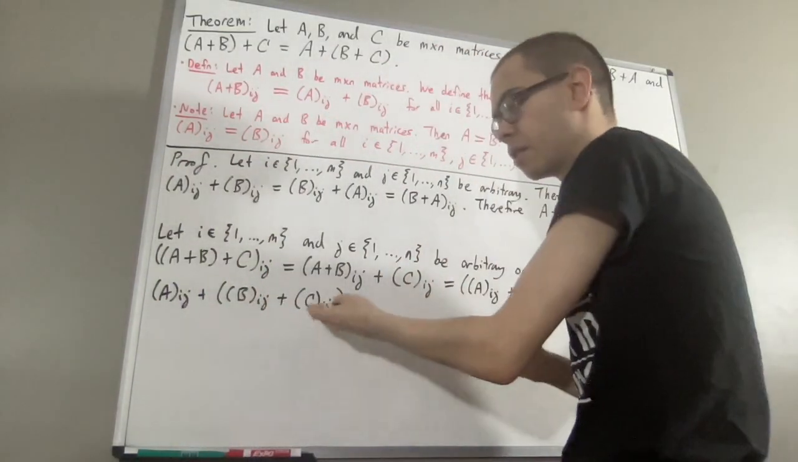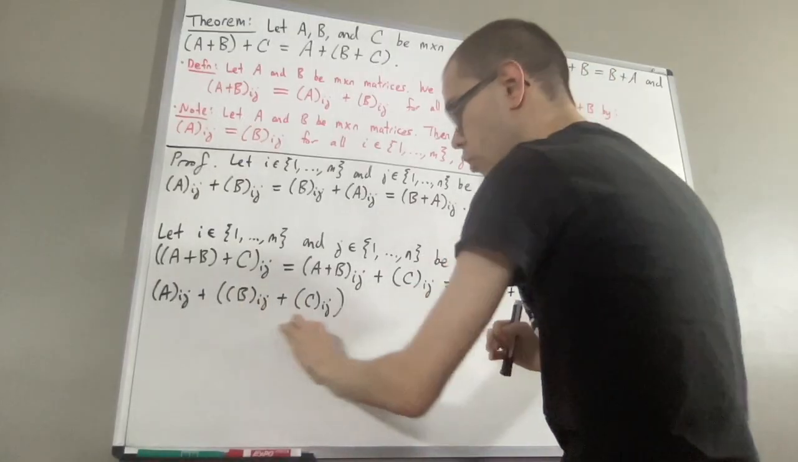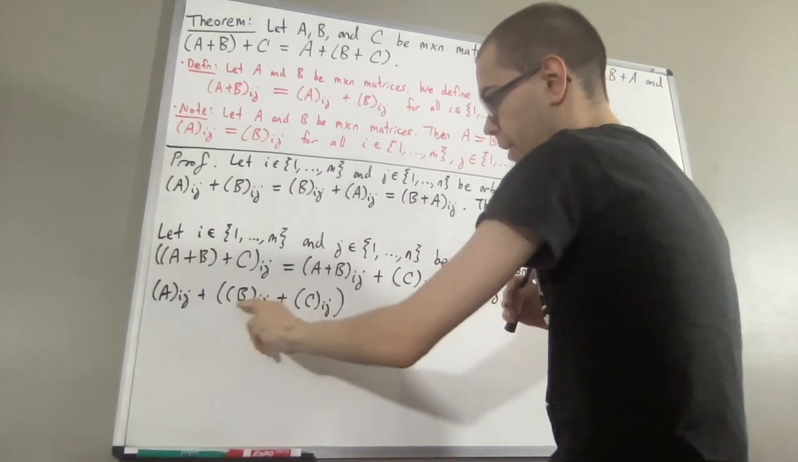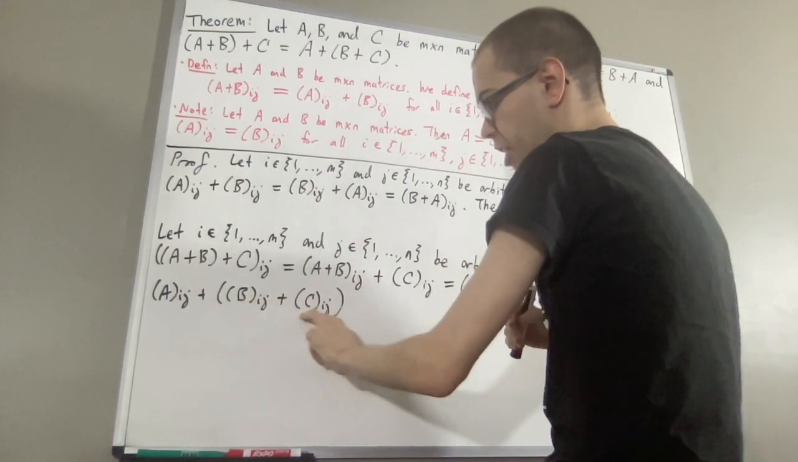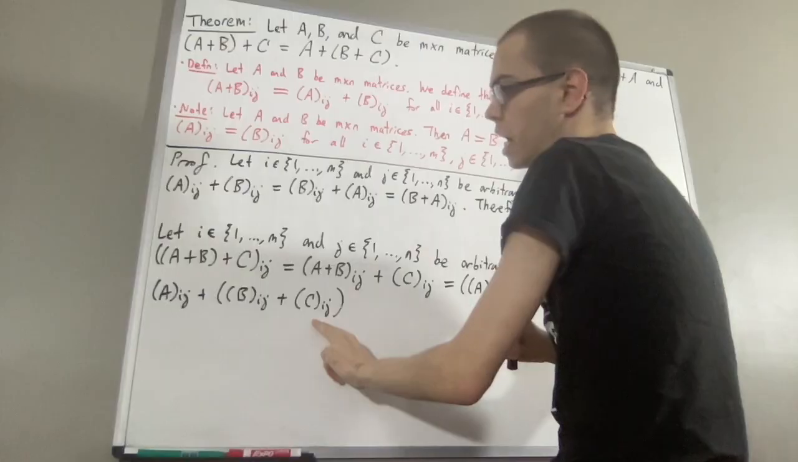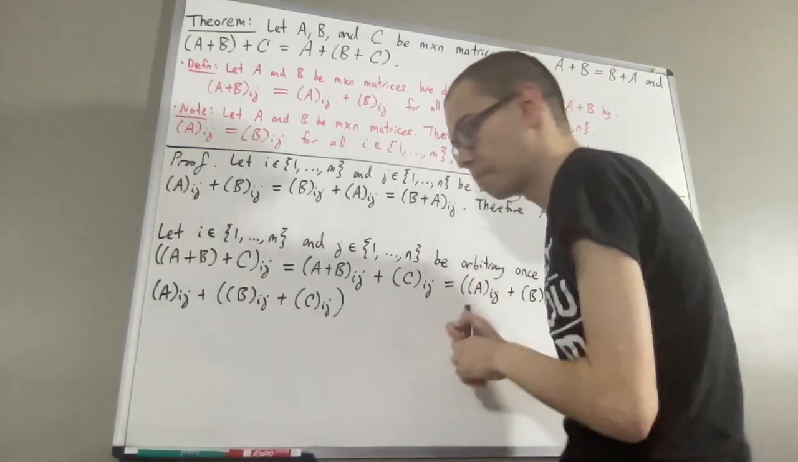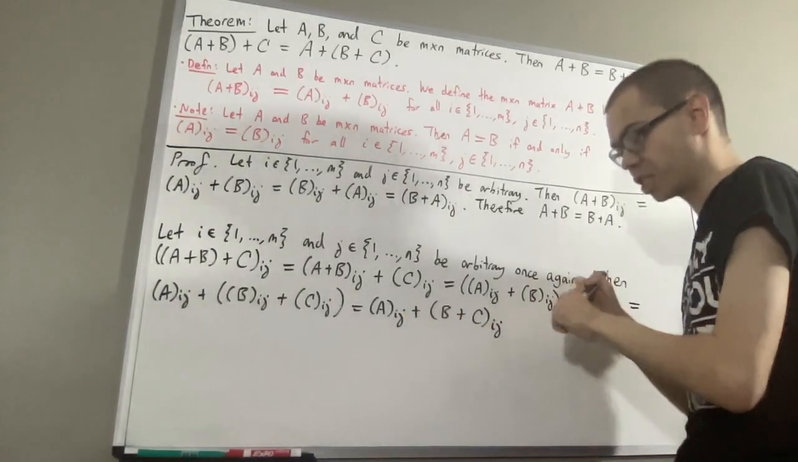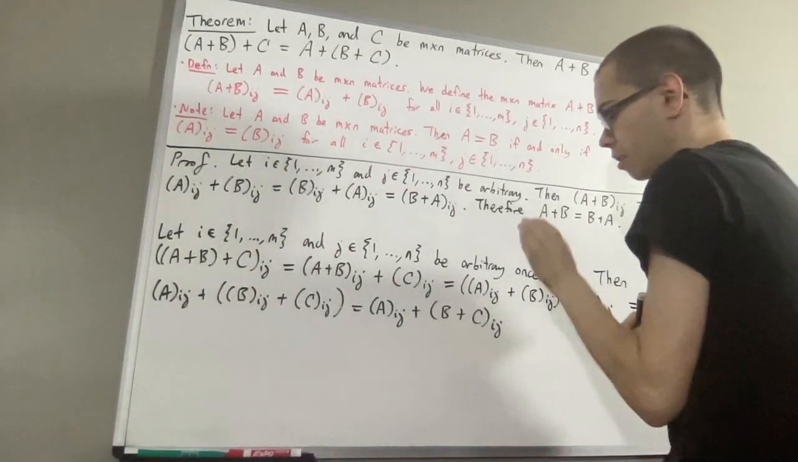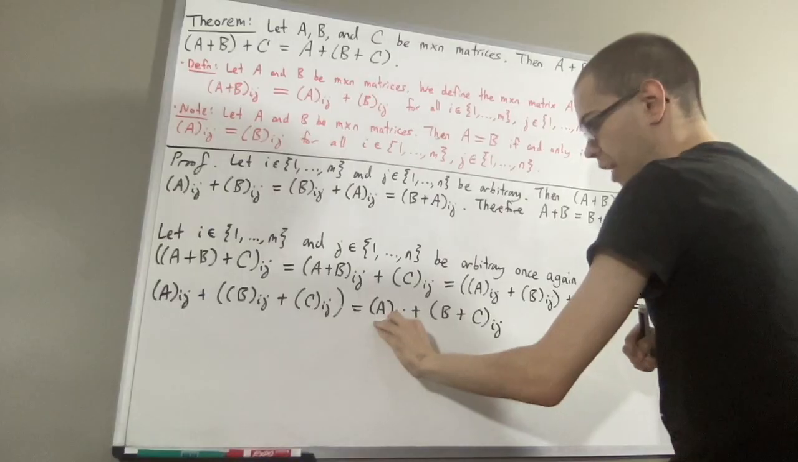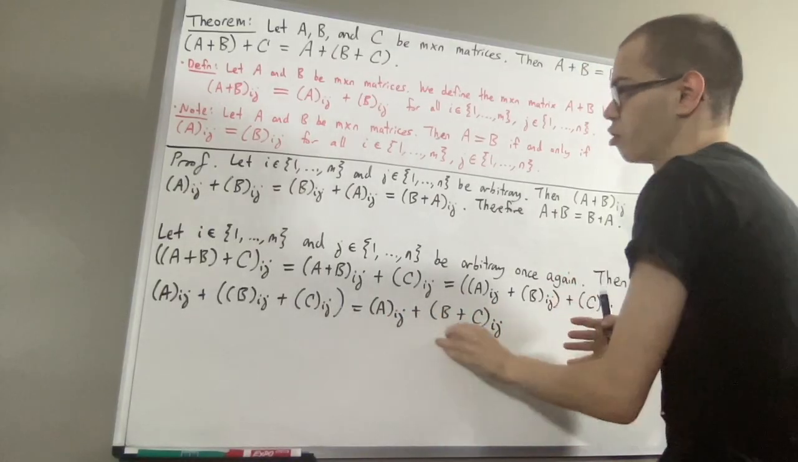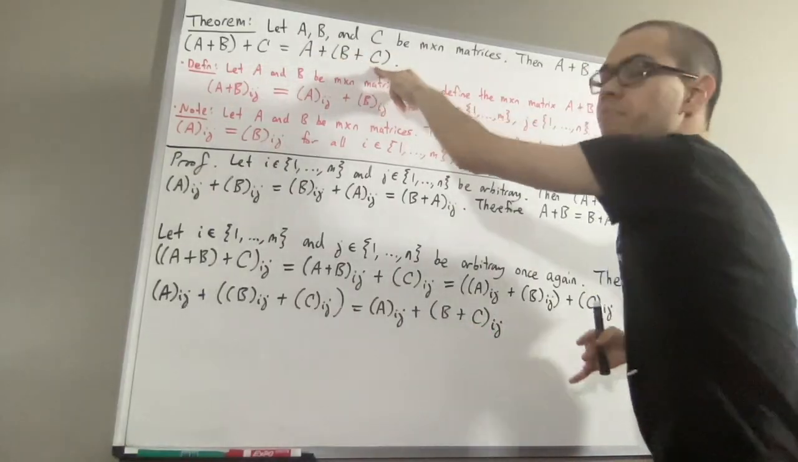So we have this. But then, right here, we apply the definition of matrix addition again. Right? The ij entry of matrix B plus the ij entry of matrix C is equal to the ij entry of matrix B plus C. But then we apply the definition of matrix addition once again. Right? The ij entry of matrix A plus the ij entry of matrix B plus C is equal to the ij entry of this matrix.